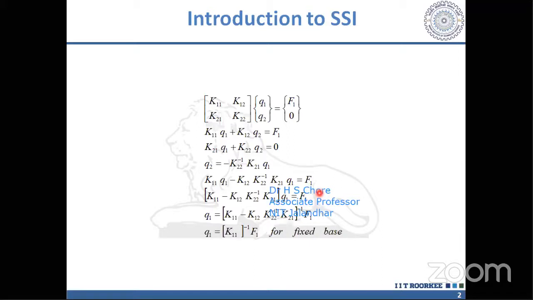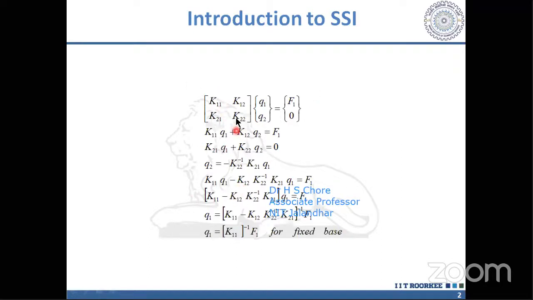Let us say one denotes superstructure and two denotes foundation. So Q1 will be displacements of superstructure and Q2 will be the vector of displacement for foundations. F1 is the external force on superstructure. So if we simultaneously solve these equations, what you can see is K11 is the stiffness of superstructure.